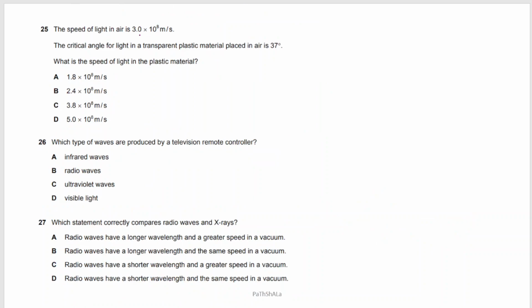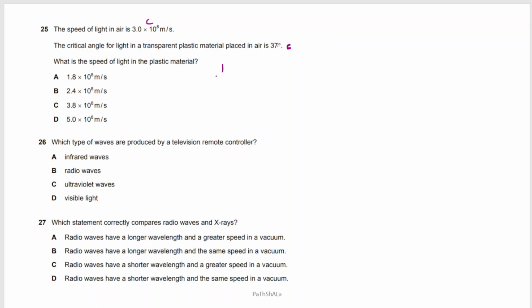Question number 25. The speed of light in air is 3 into 10 to the power 8, so this is the value of c. The critical angle for light in a transparent plastic material placed in air is 37 degrees, so this is a critical angle which is again denoted by c only. So what is the speed of light in the plastic material?